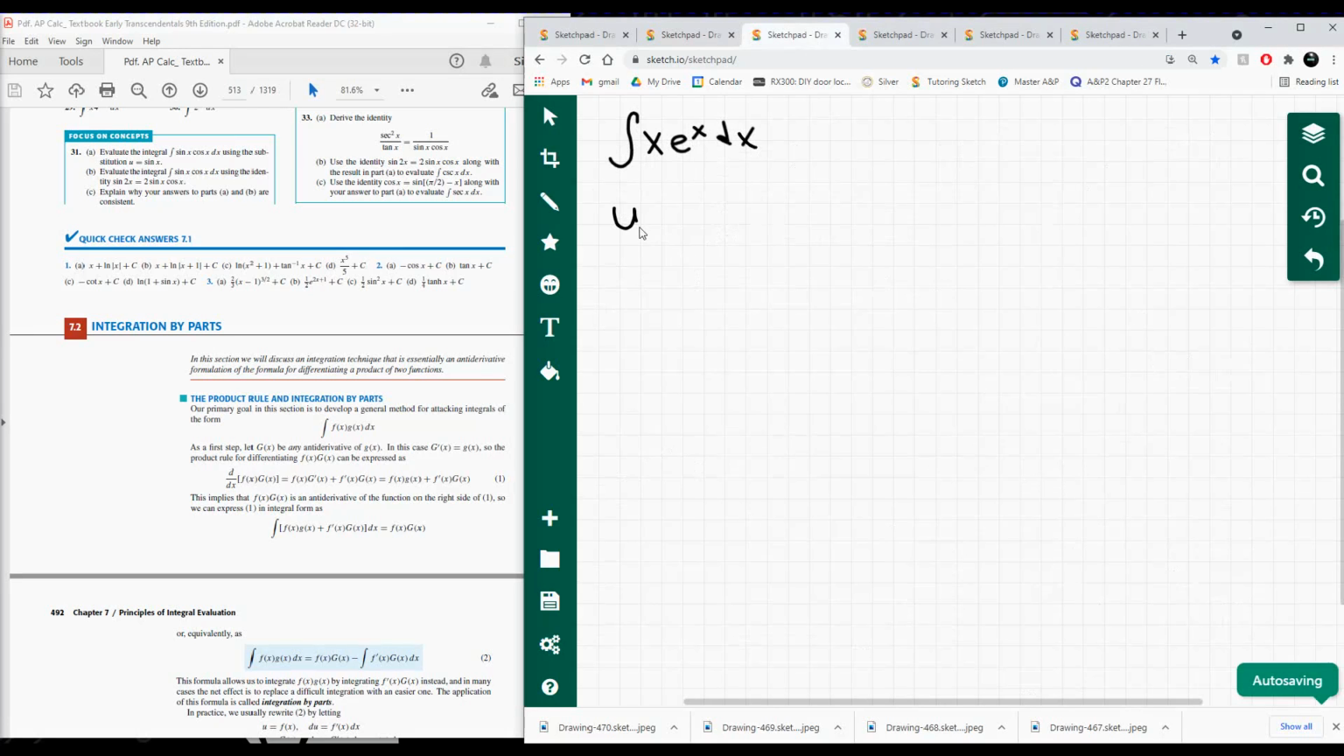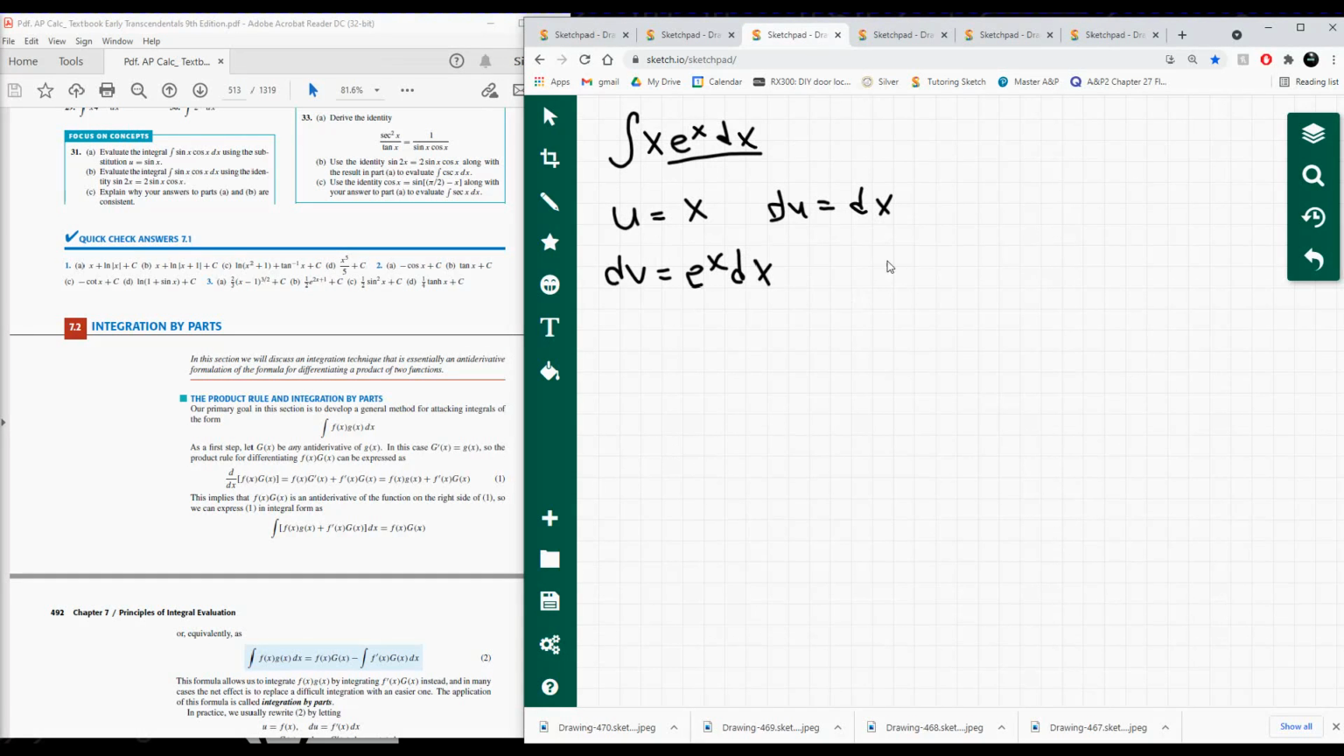And when we do our u dv substitution, we set u equal to x, in which du is going to be equal to dx, followed by dv equaling the remaining e to the x dx, and the integral of e to the x, being such an easy one, is going to be e to the x. So we then expect this to be equal to u times v minus the integral of v du.